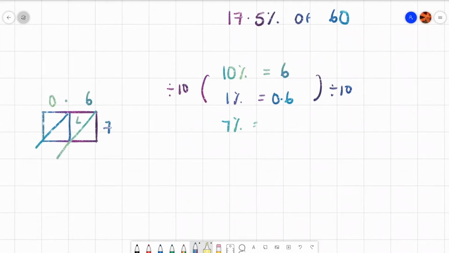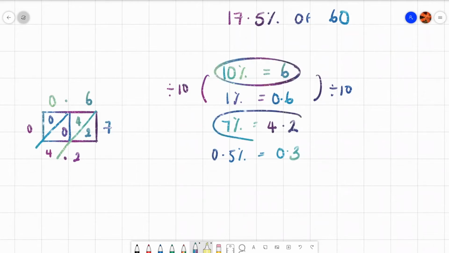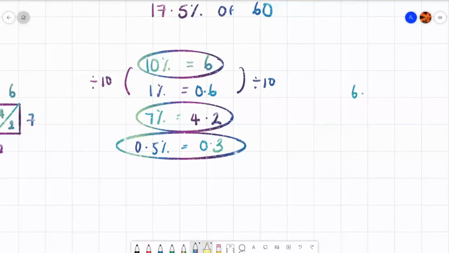6 times 7 is 42. 0 times 7 is 0. Add the diagonals: 2, 4, 0. Drop the decimal point down, sorry, 4.2. Oh, and we need 0.5%, so half that, which is 0.3. So add that and that together. So I do 6.0, add 4.2, add 0.3. That's 10.5.